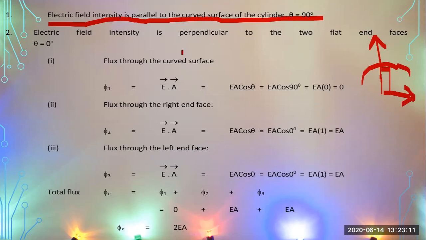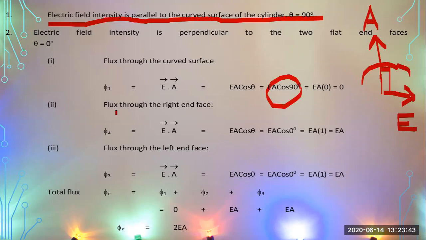And then, number one, the flux through the curved surface, we have already calculated. This one is the curved surface. The electric lines of force, E, is along this direction, and A is along this direction. They have 90 degrees in the case of the curved surface. So by using 90 degrees, the electric flux through that curved surface will be zero.